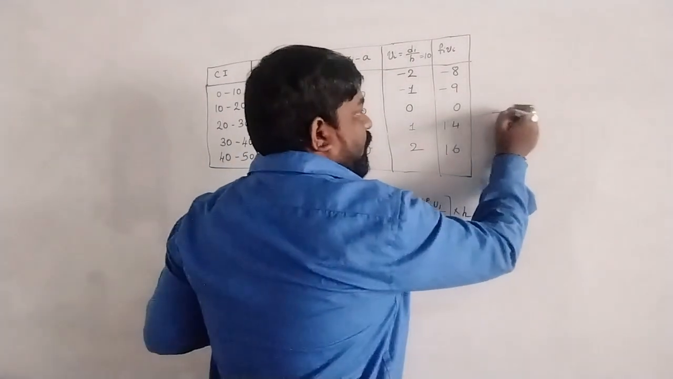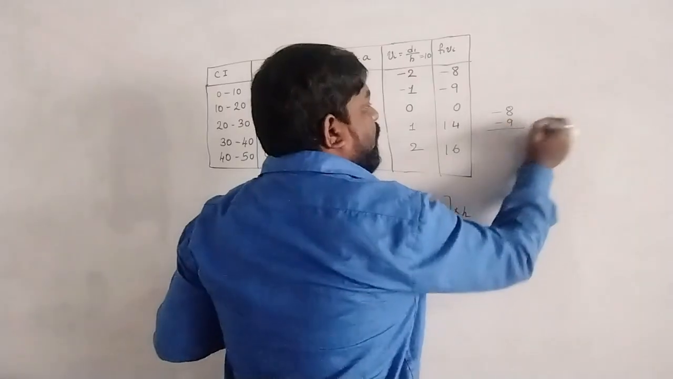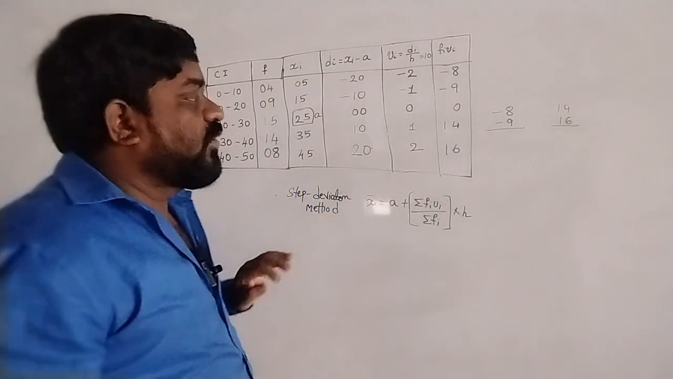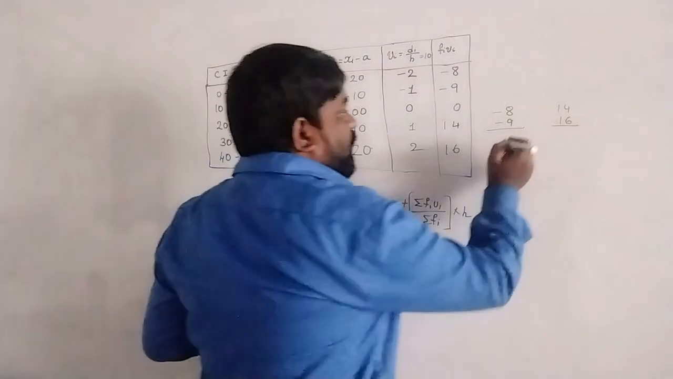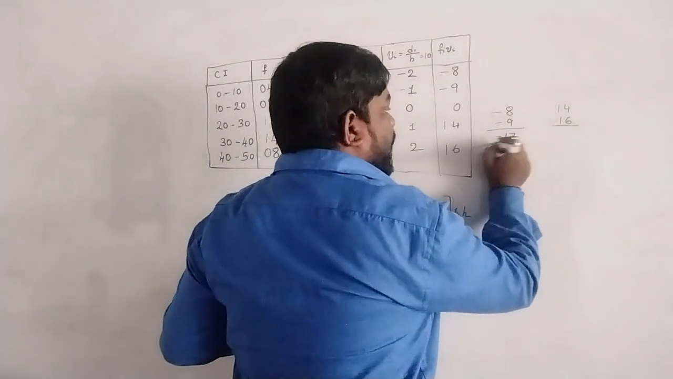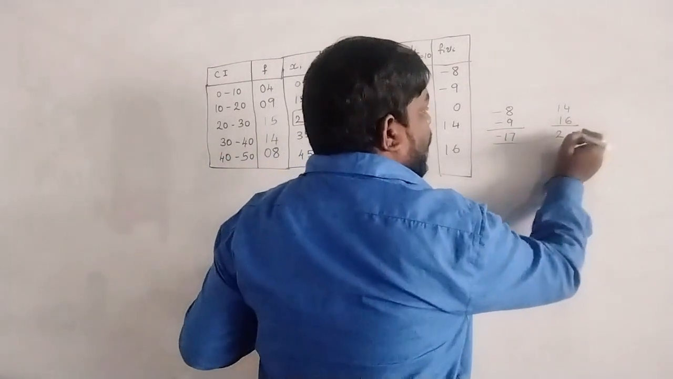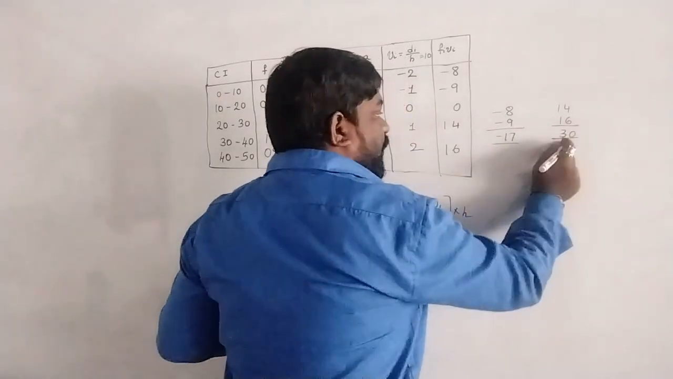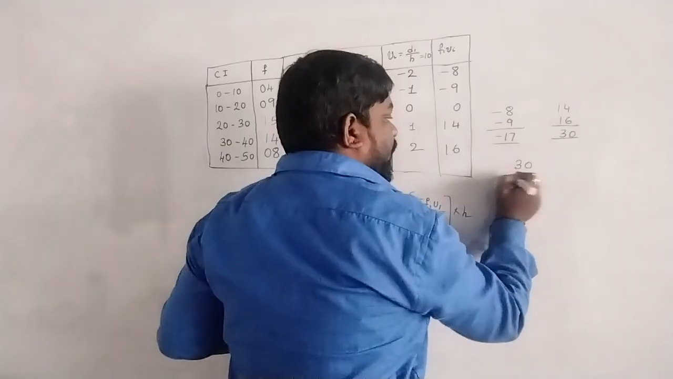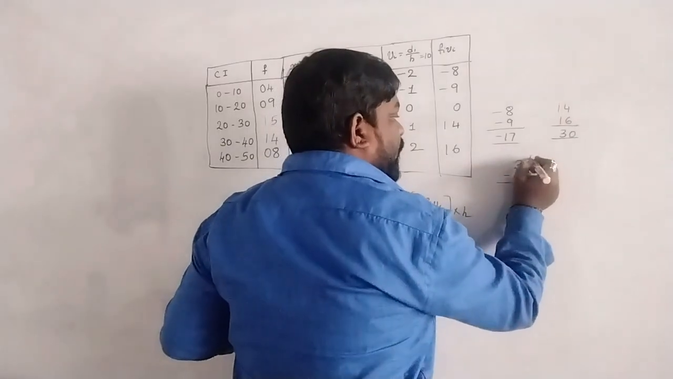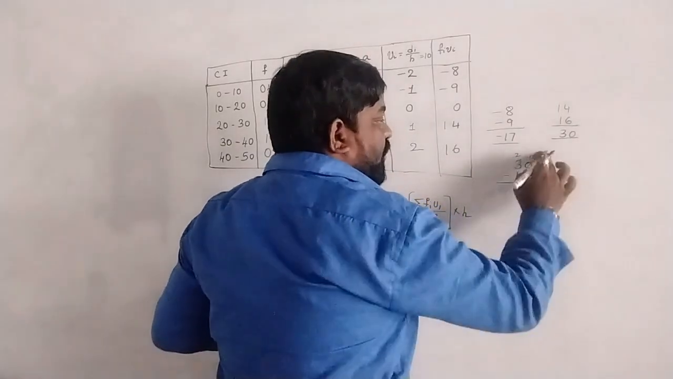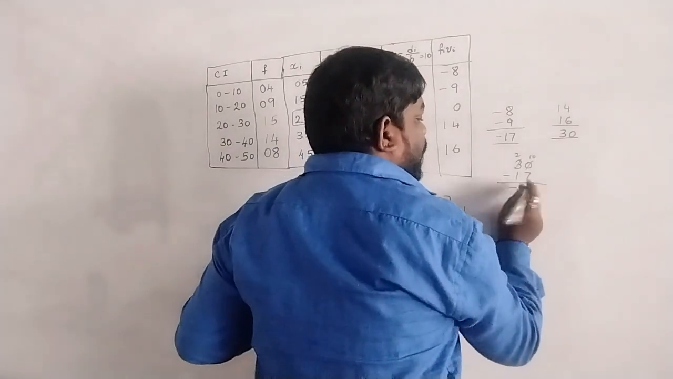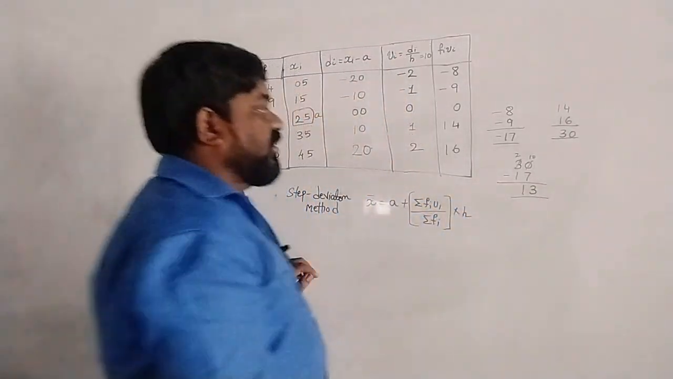Now add the minus numbers first and then add the positive numbers. So 9 plus 8, we will be getting minus 17, and here we will get 30. Now there are two different signs. 30 minus 17, do the subtraction. 10 minus 7 is 3. 2 minus 1 is 1. So the greater number is positive, plus 13.